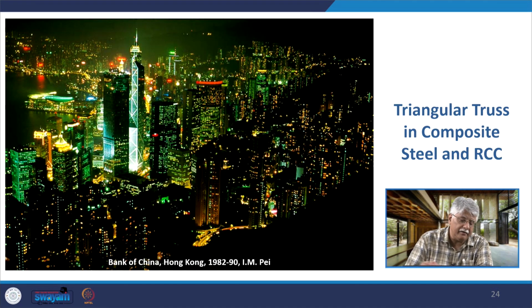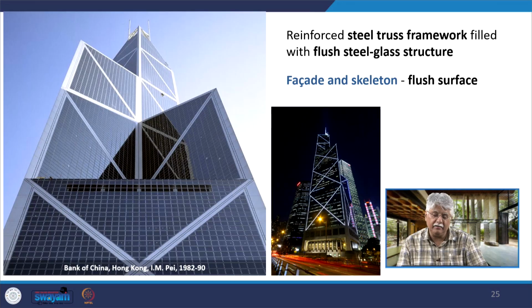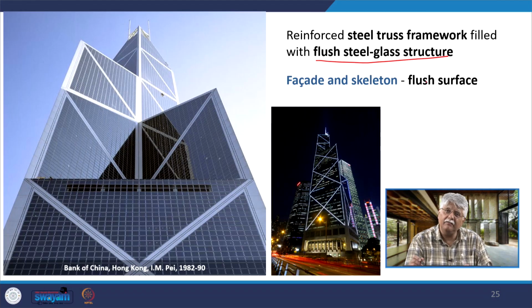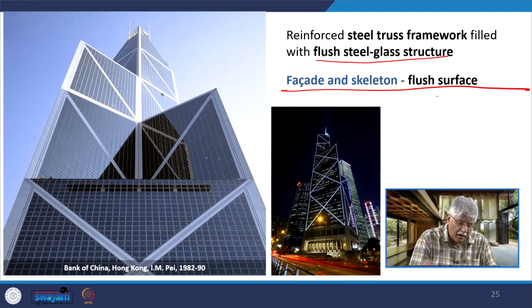Now the triangular truss is what you are able to see in this night view of the Bank of China. It is in composite steel and RCC, and the steel truss framework is filled with flush steel glass structure done very aesthetically smoothly. The facade and skeleton are a flushed surface, completely flushed.